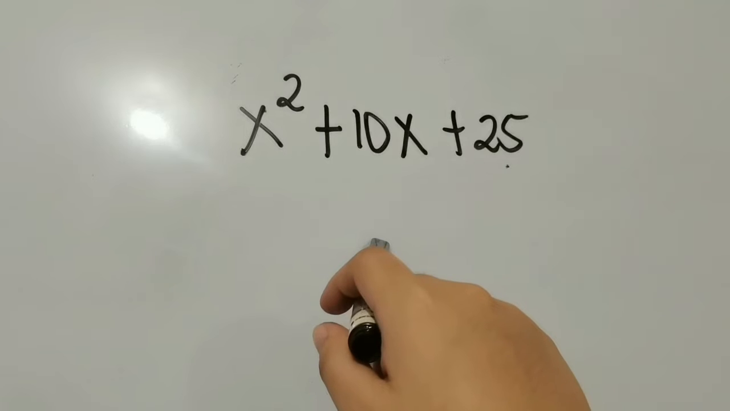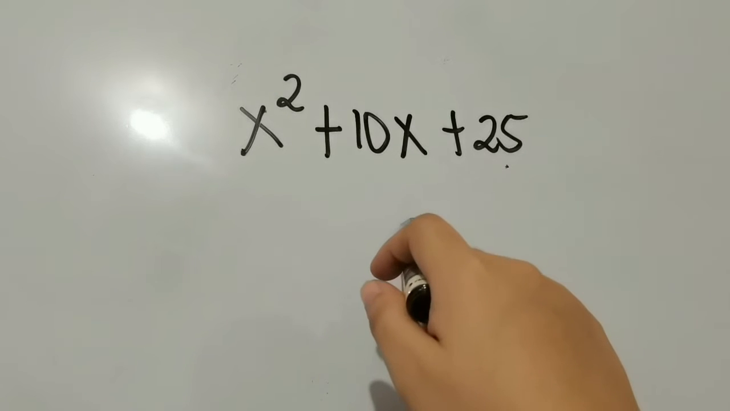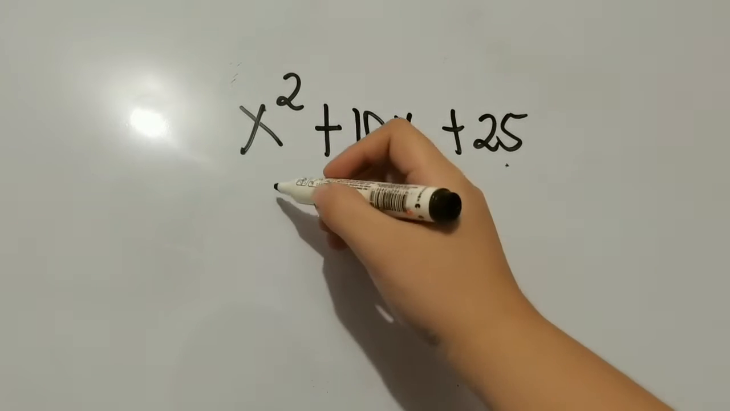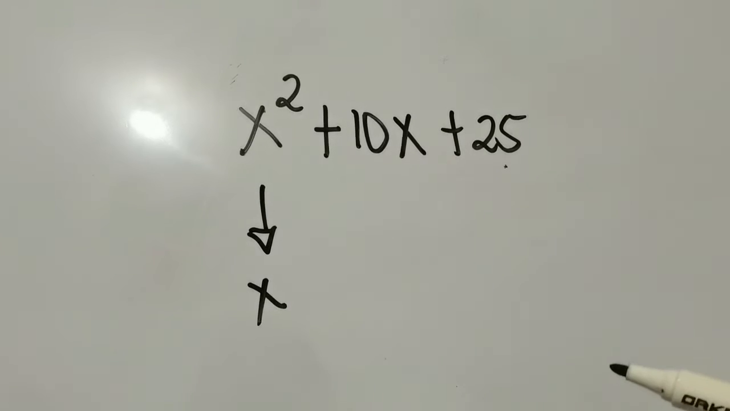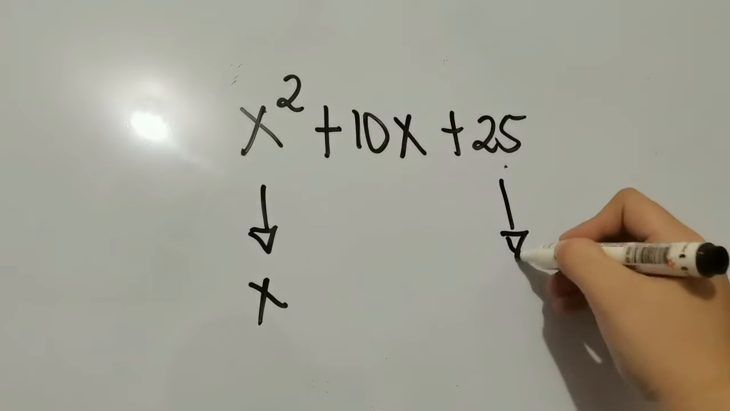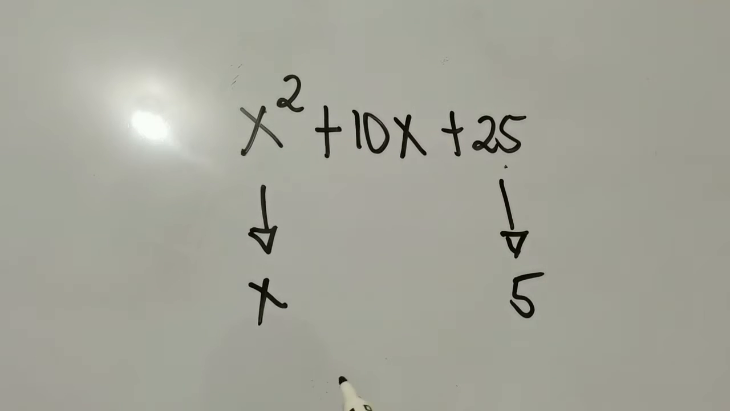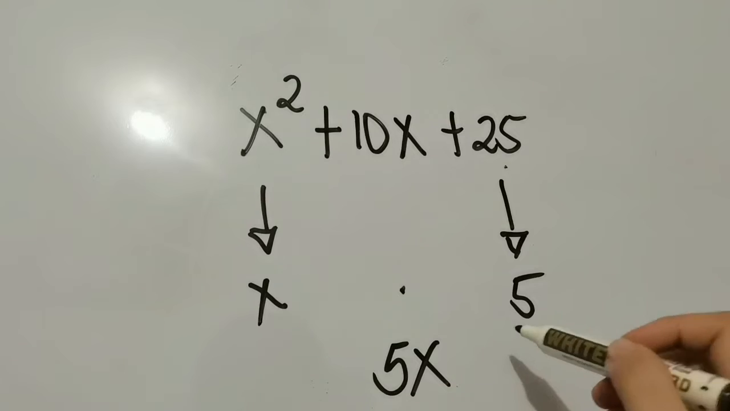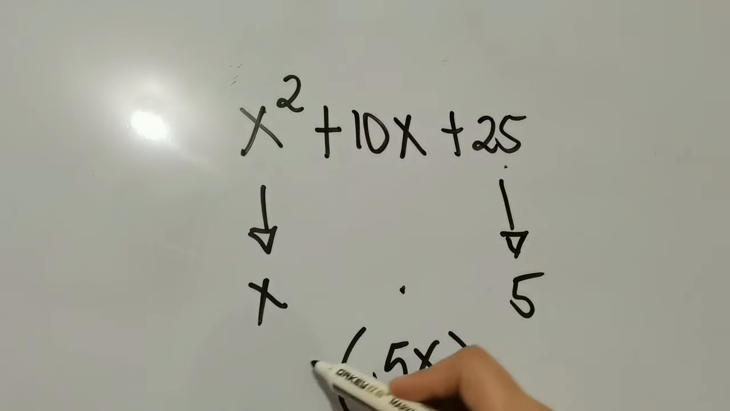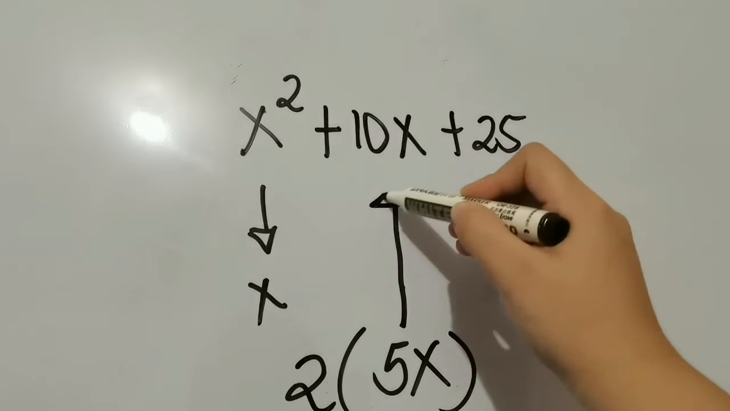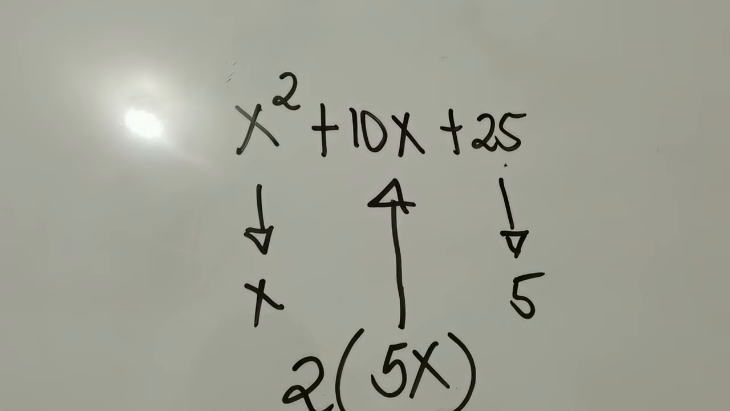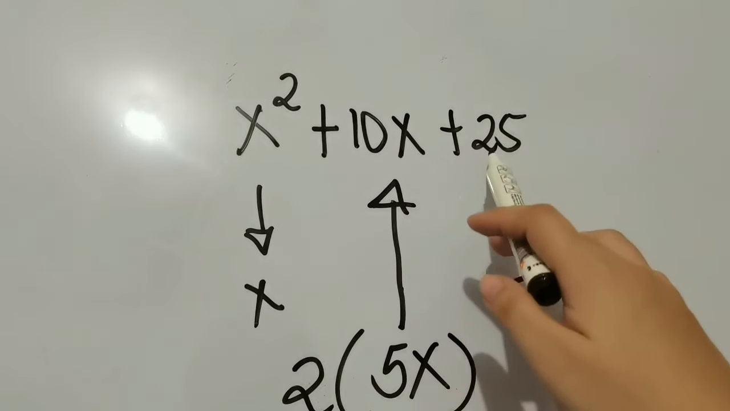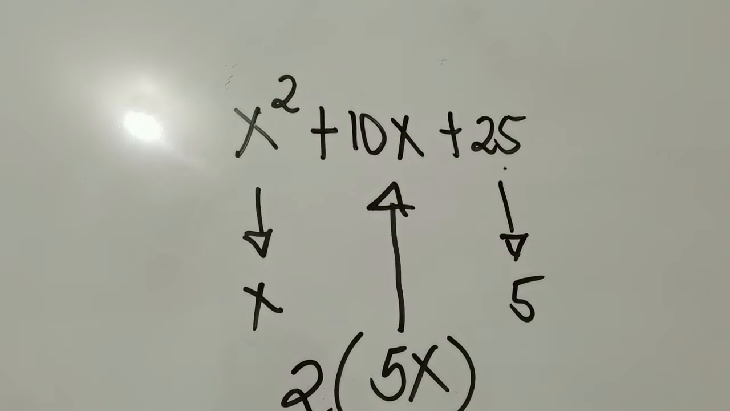The middle term, or the second term, is twice the product of the square roots of the first and last terms. So what is the square root of the first term? The square root is x. And the square root of the last term is 5. Twice the product. So when we multiply, x times 5 is 5x. And twice 5x, or multiplied by 2, is equal to 10x. Therefore, x squared plus 10x plus 25 is a perfect square trinomial.